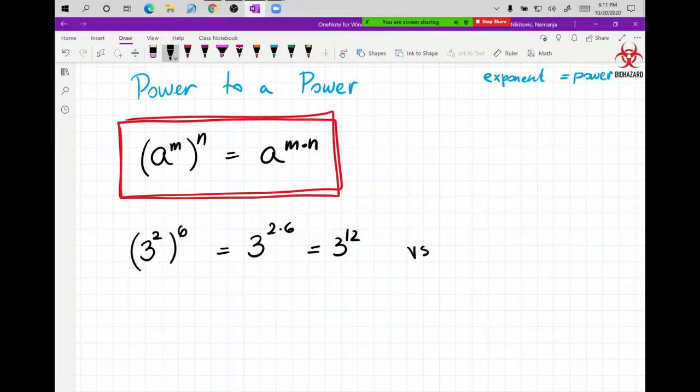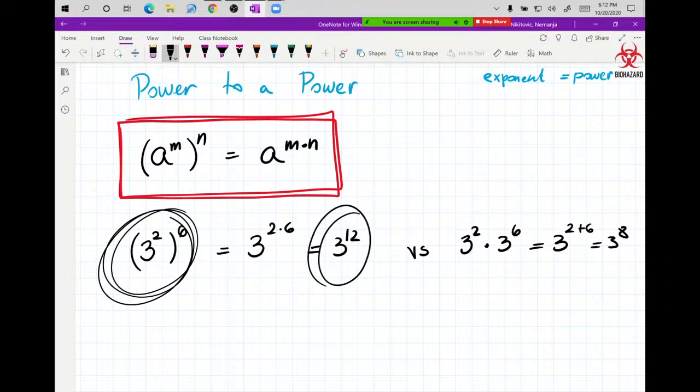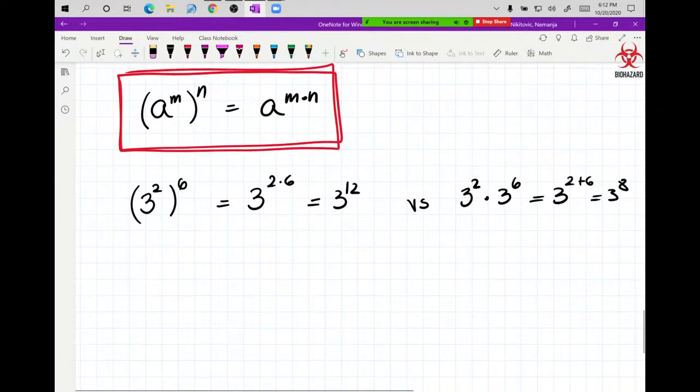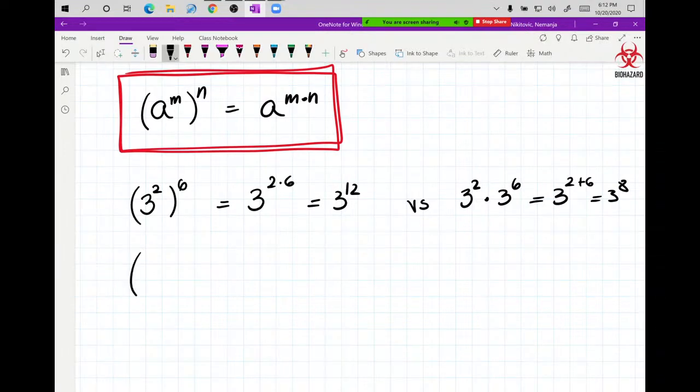Now, what I want to contrast that with is 3 squared times 3 to the 6, which is 3 to the 8, because 2 plus 6. So we see that if you have the exponent of an exponent, they multiply, and if you have two factors separate, their exponents add. Obviously, for all of this, the base needs to be the same. So how about 1/4 squared to the 8th power?